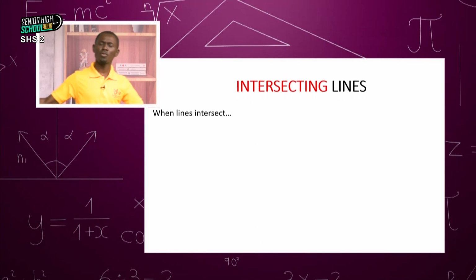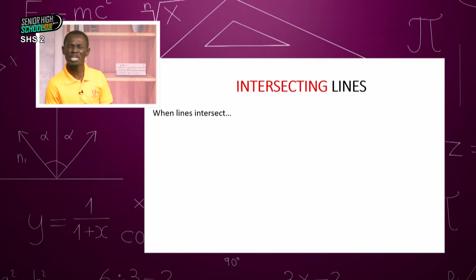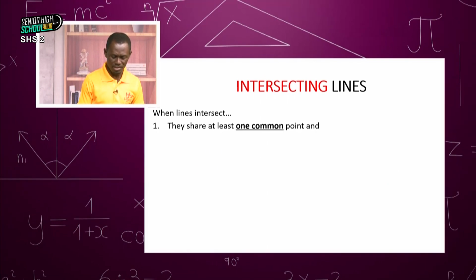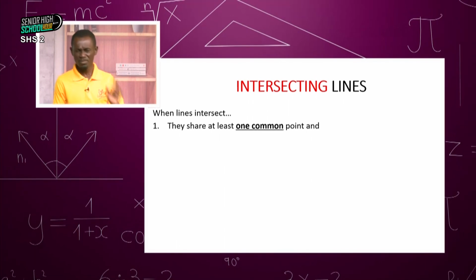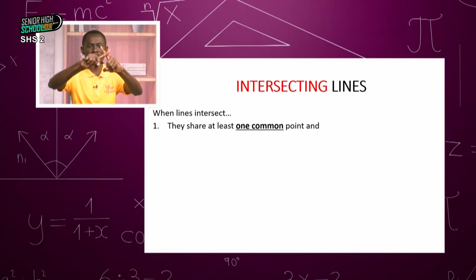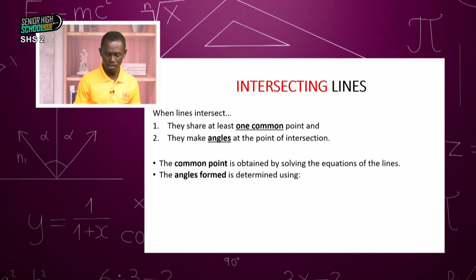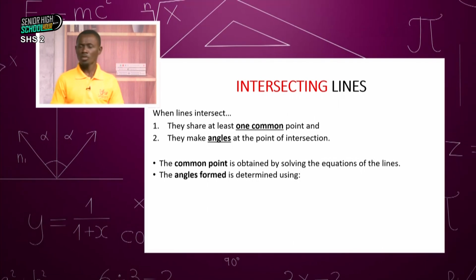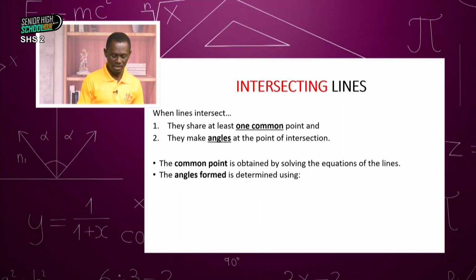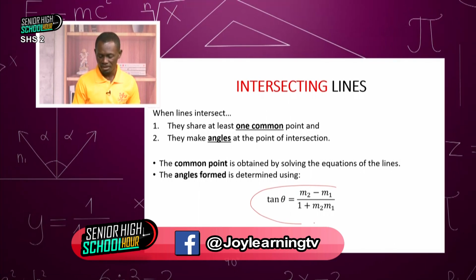Right. So when lines intersect, which is the final thing we'll be dealing with, what really happens? When lines intersect, at least two things happen. One, they will share a common point. So if two lines intersect, where they meet, there'll be a common point. Number two is that angles will be formed at that point of intersection. So let's look at them very quickly. To find the common point, we solve the equations of the lines simultaneously.